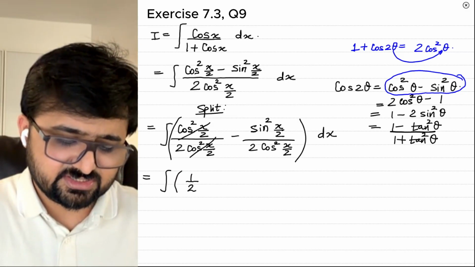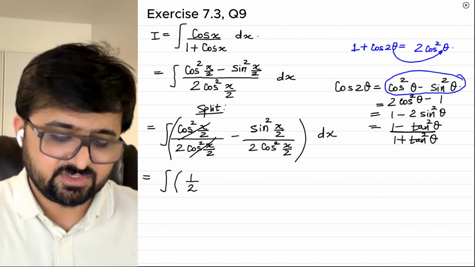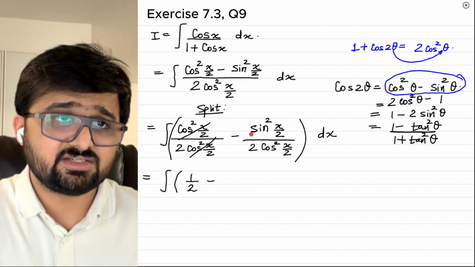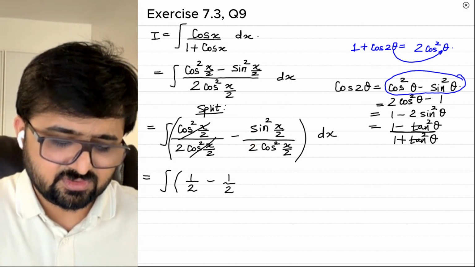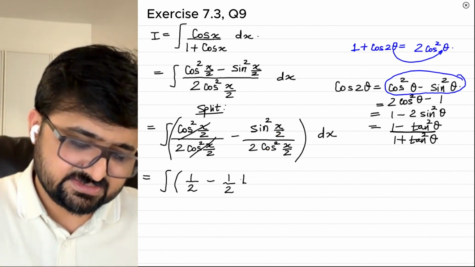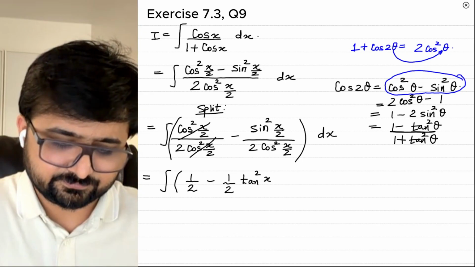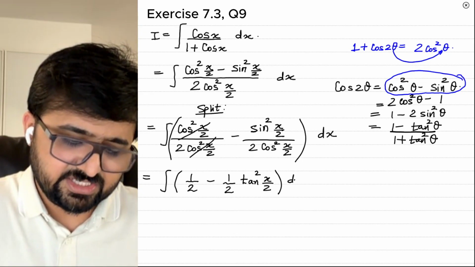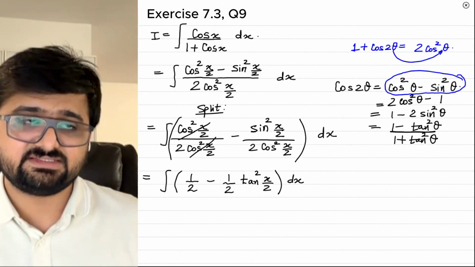That will just leave you with half in the first term. Minus, in the second term also you have half, sine square x by 2 divided by cos square x by 2 is tan square x by 2 dx. All right, I hope that makes sense.